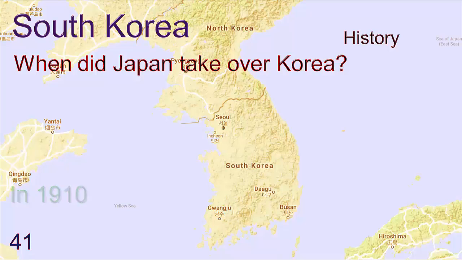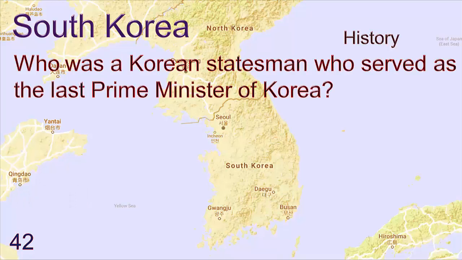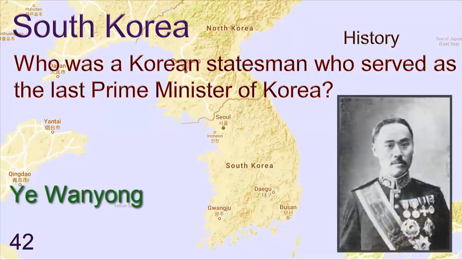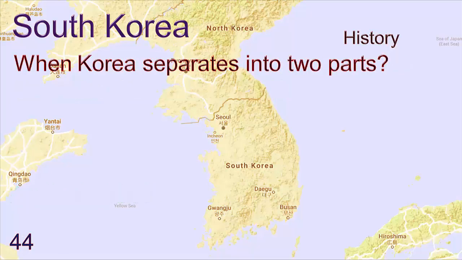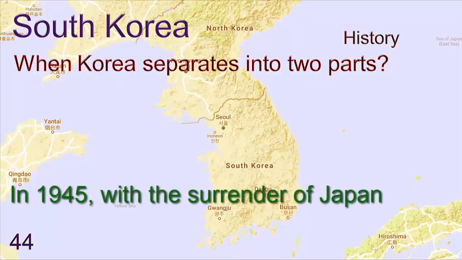In 1910. Who was a Korean statesman who served as the last Prime Minister of Korea? Lee Wan-yong. When was the Provisional Government of the Republic of Korea founded? April 11, 1919. When did Korea separate into two parts? In 1945, with the surrender of Japan.